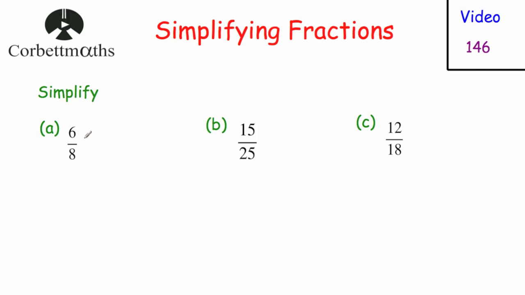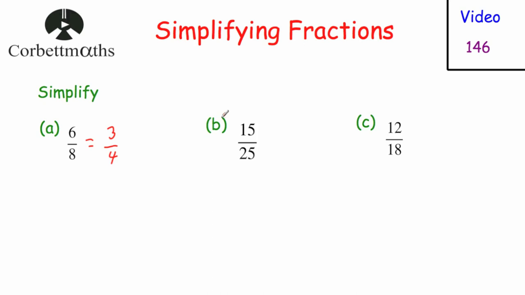So with 6 and 8, I can divide both of these by 2. So let's divide 6 and 8 both by 2 and see what we get. Well, 6 divided by 2 is 3, and 8 divided by 2 is 4. So our answer would be 3/4. Whenever you simplify 6/8, that's the same as 3/4.